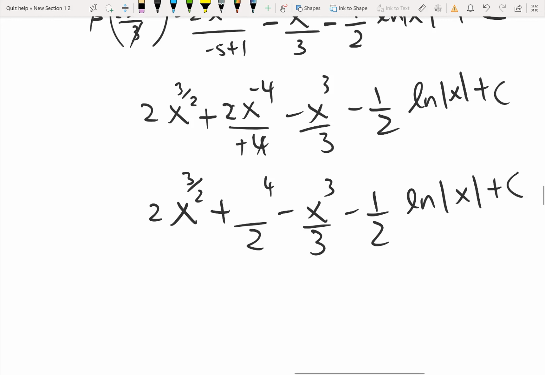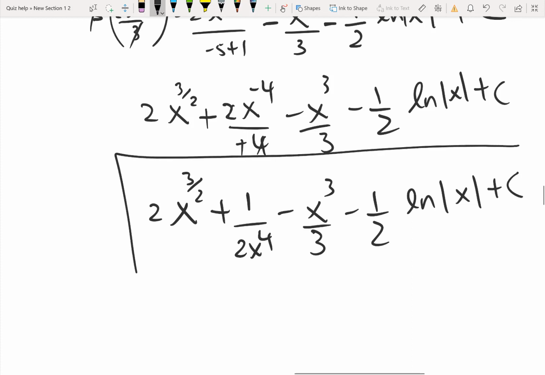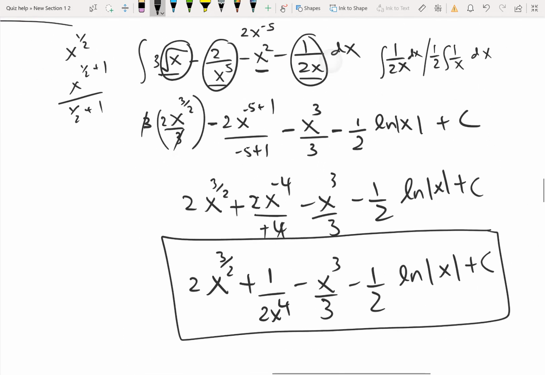Well, we can write this x to the negative 4 in the denominator as 2 times x to the 4, and that will be it. This is our answer for the integral, or the answer for question 5 in exercise 3.